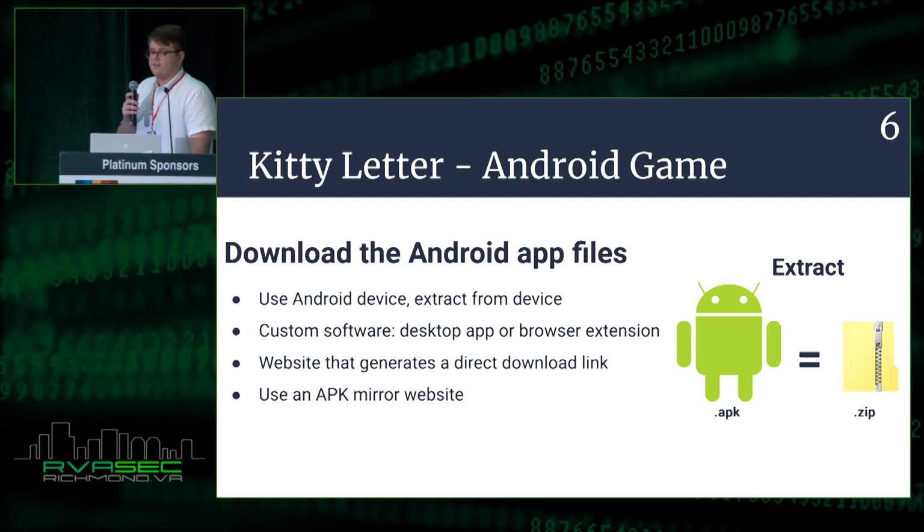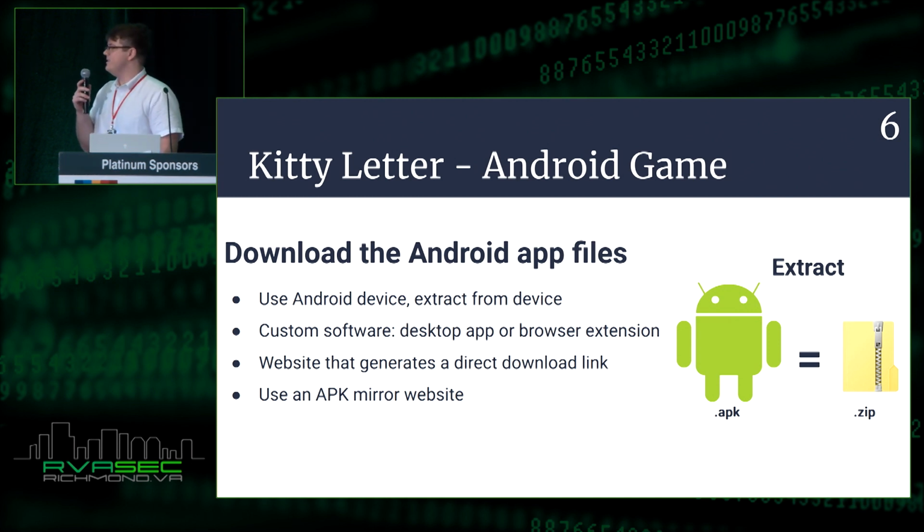There are other websites that generate direct download links, and then the thing that I did, which is also pretty sketchy, is using an APK mirror website. These websites exist purely to sell you ads and embed malware in Android apps so that when you download it, you get a nice Trojan version instead. But I decided to use one of those because it's so easy to type "kitty letter APK file" into Google and then click to download. And once you have that APK file, APK files are actually just renamed zip files with some expected files inside that zip file. So you just rename it to .zip and extract.